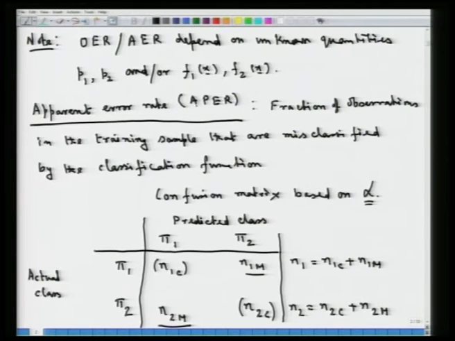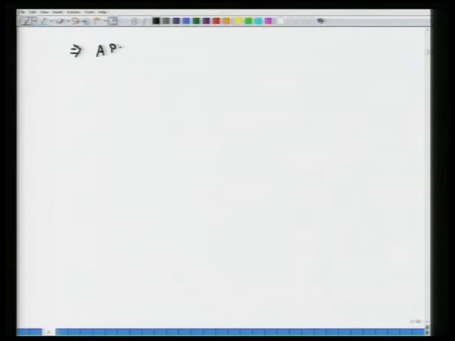And hence, when we talk about the apparent error rate APER, it is the fraction of observations in the training sample that are misclassified by the classification function. So, this would imply that APER, the apparent error rate, is the fraction of misclassified observations. So, it is N1M plus N2M, these are the observations which are misclassified, divided by N1 plus N2. So, this is in a perfectly implementable form.